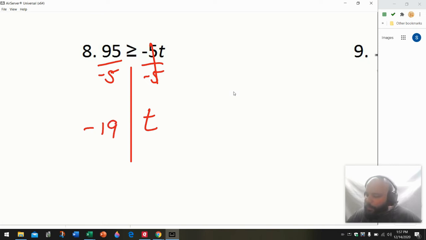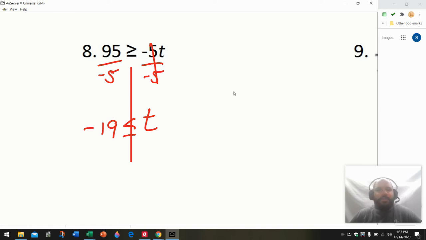Because 5 goes into 9 once with a remainder of 4. 5 goes into 45 9 times. So a positive divided by a negative is a negative. Now here again, we divided both sides of this inequality by a negative number. Therefore, we have to flip over the sign. So the sign becomes a less than sign. So it is negative 19 is less than or equal to t.